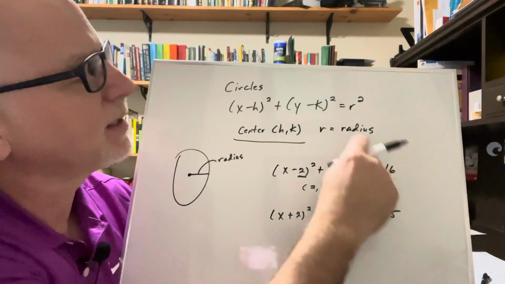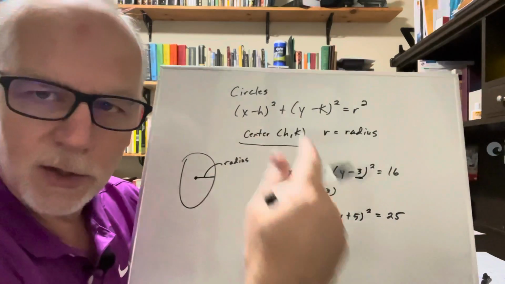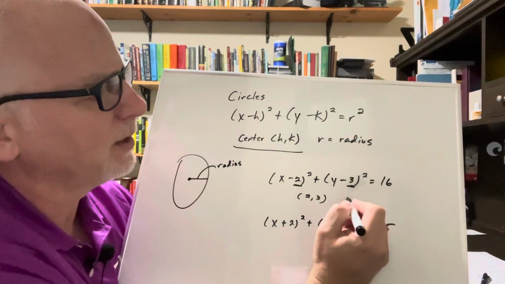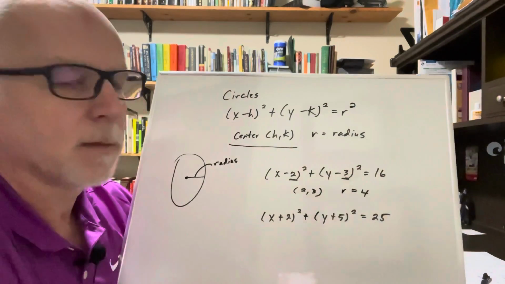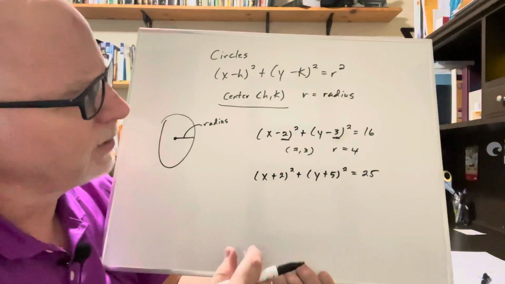And the radius, since the radius is squared here, the radius is the square root of that number. So the square root of 16 is 4. So on this one, the radius is 4. Now let's go down to this other one here.